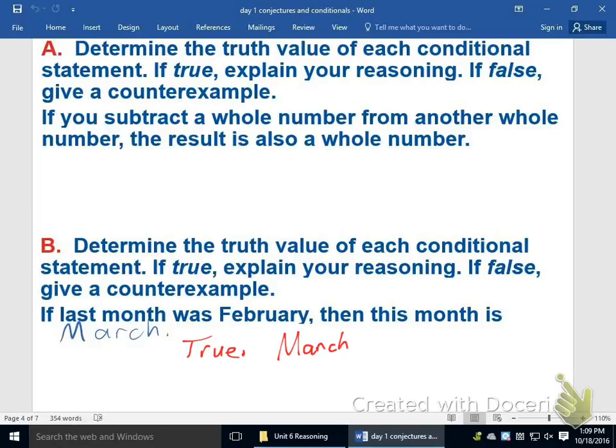You don't usually have to, I'm not going to require you on a quiz or a test to actually provide your reasoning, because we assume statements to be true if you can't prove them false. In no way, no how could I ever find a time where the last month was February and the month is anything but March. Okay? That's impossible.